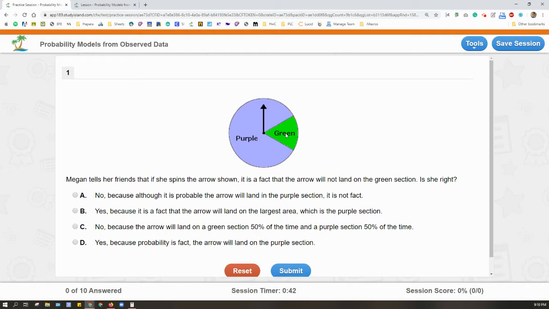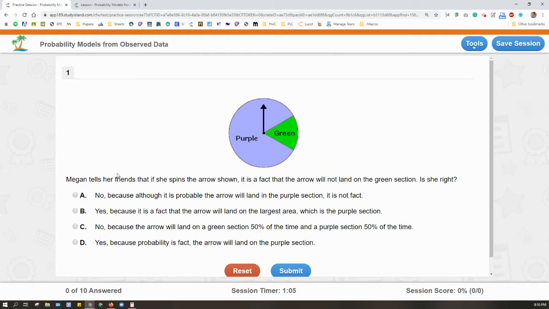There is a green section. Is it possible to land on that small green section? Yes, it is. It's absolutely possible. Is it likely? No. The purple section, the rest of the spinner, is much larger. So if we were going to guess, we would say that the spinner is going to land on purple. But is it absolutely 100% going to land on purple? No. There is a small possibility that it lands on green.